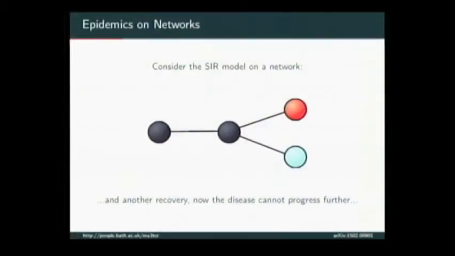So another infection might take place, maybe another recovery, and now we're in a situation where even though there are susceptible and infective individuals still around, because there are no links between them, nothing more can happen. So the disease is stuck now, and the only thing that can happen is this guy recovers, and we reach a final state where there are no infectives left, there are only susceptibles and recovered, right?